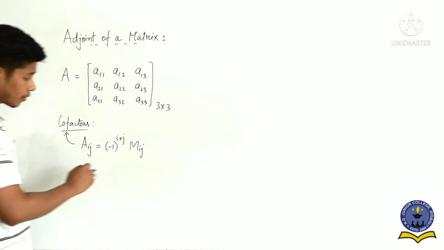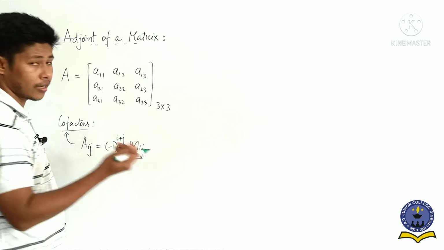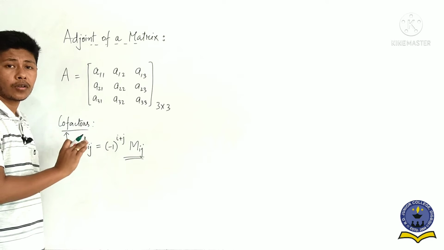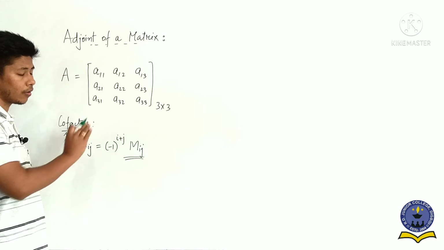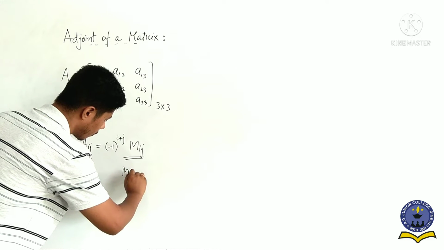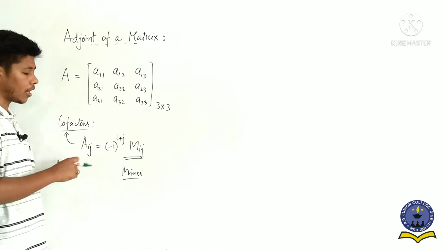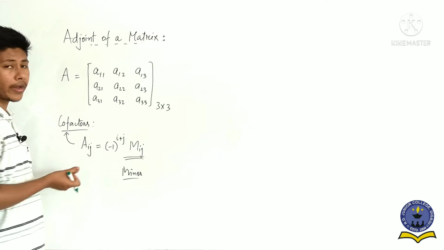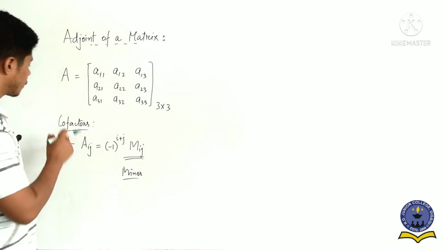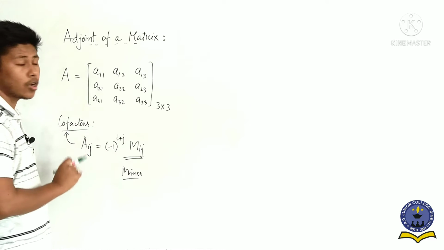Is it clear? Now this Mij is the minor. If you want cofactors and minors, some videos are already given in my channel, so you can easily get them there. In my last video, I think cofactors and minors were discussed.